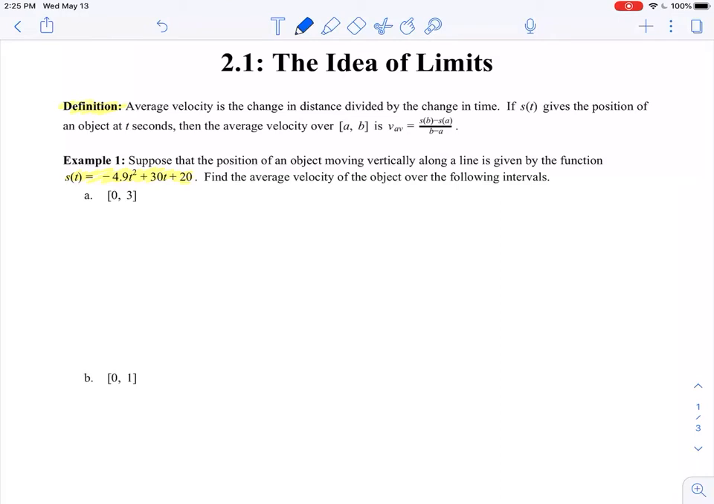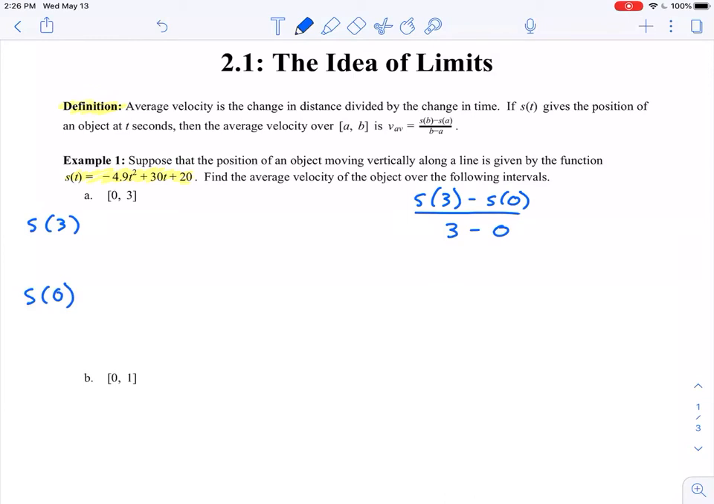The first interval I have here is 0 to 3. Maybe I threw an object up in the air. What is its average velocity from 0 seconds to 3 seconds later? If I apply this formula, I'd like to end up with s of 3 minus s of 0 divided by 3 minus 0. But before we get into that, it would be helpful to first look at what s of 3 is and what s of 0 is.